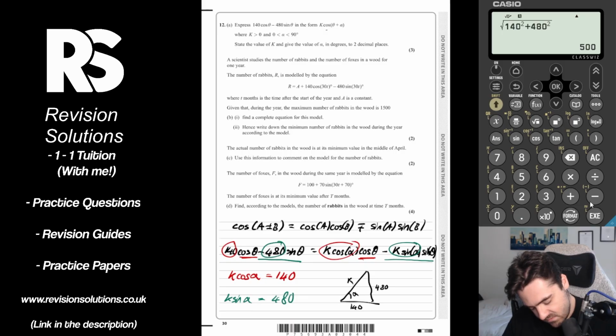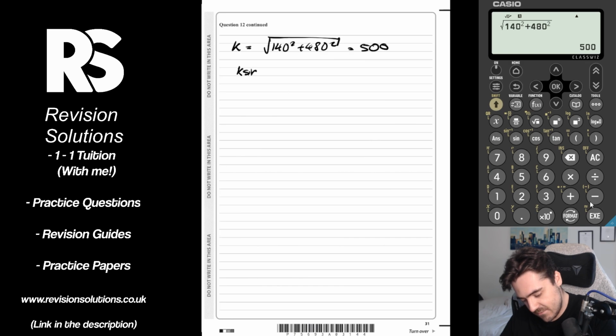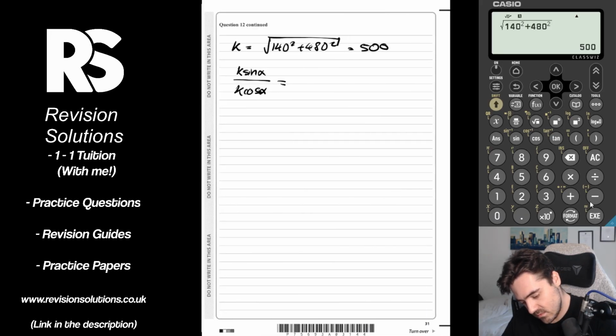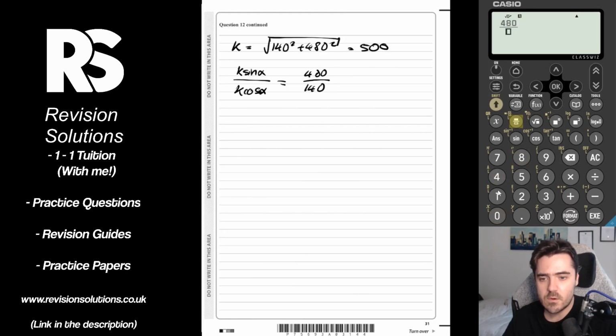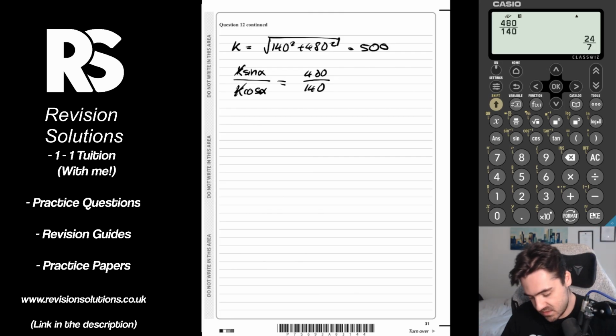Then the nice way to get alpha is we can divide these two equations. So if I divide the equations, we'd have k sine alpha over k cos alpha would be 480 divided by 140. If we simplify that, 480 over 140, that's 24/7. And on the left, the k's are going to cancel, leaving us sine alpha over cos alpha, which we should recognize as just tan alpha. So we have tan alpha is 24/7.